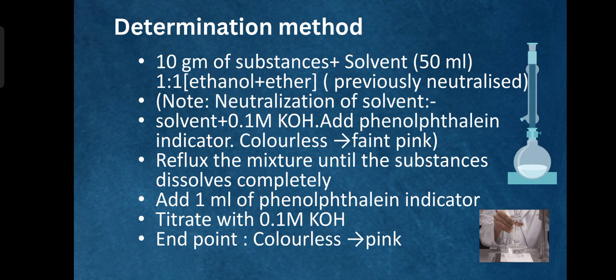One thing to note here is, now you must have a question: why are we taking a mixture of solvents, that is ethanol and ether? Why don't we just go for only one solvent? The reason is that ethanol is an aqueous solvent, so it can easily dissolve potassium hydroxide. However, in order to dissolve our substance, that is oils or fats, we have to use ether as a solvent. That is diethyl ether, and this is the reason why we take a 1:1 ratio of ethanol and ether as a solvent.